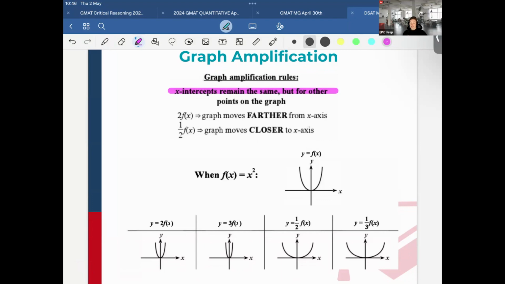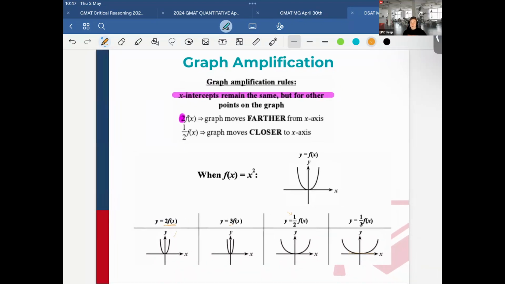And if the function is multiplied, for example by 2, it'll move farther from the x-axis. If it's multiplied by a fraction, it moves closer to the x-axis. Just to give a little visual of what that looks like: if it's multiplied by 2, f of x would look like this, and if it's multiplied by 3, it's getting closer together, but moving farther from the x-axis. And same here, this would be 1f, and if I multiply by 1/3, it gets even bigger because it's getting closer to the x-axis.